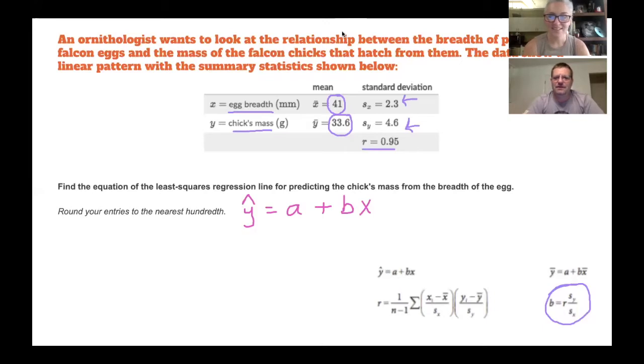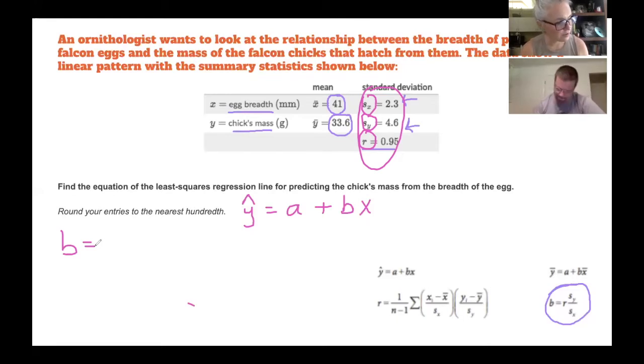All right. So we're going to use that formula. I could not see it, but now I can see it. So I have all of that. I have S sub Y, I have S sub X and R. I need to use these numbers right here. Okay, so I can use that to find B. So I'm going to go ahead and do it.